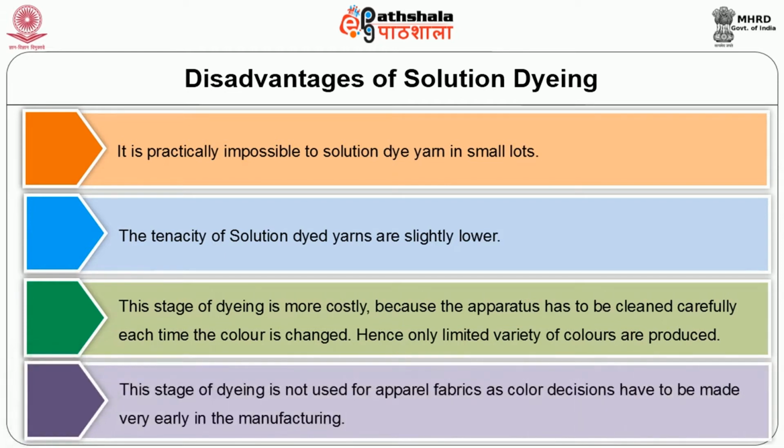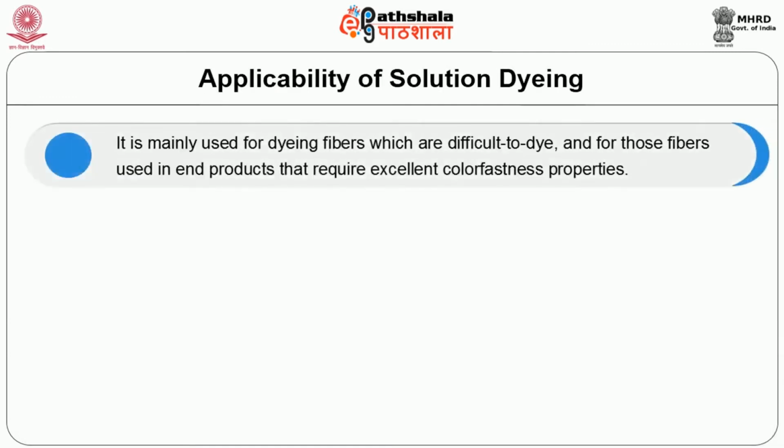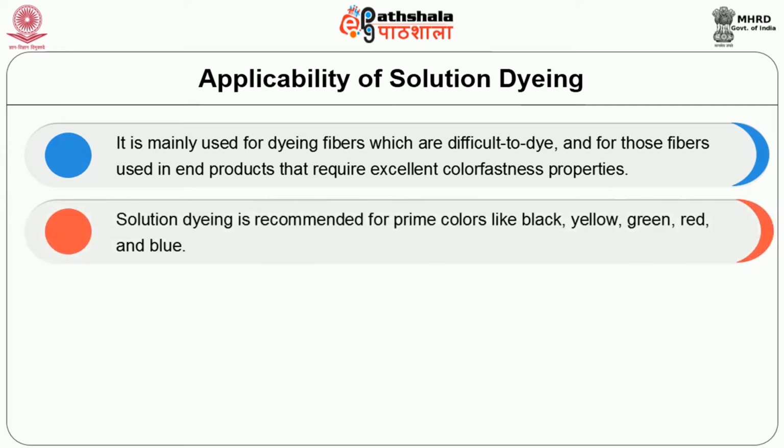This stage of dyeing is not used for apparel fabrics, as color decisions have to be made very early in the manufacturing. Applicability of solution dyeing: it is mainly used for dyeing fibers which are difficult to dye, and for those fibers used in end products that require excellent color fastness properties. Solution dyeing is recommended for prime colors like black, yellow, green, red and blue.